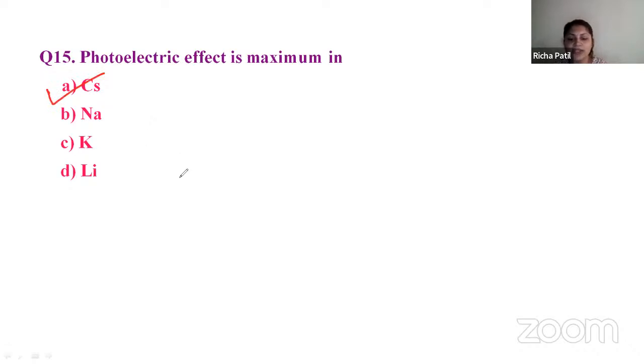Photoelectric effect is observed in cesium because emission of electrons is maximum, as the ionization enthalpy is less. Why will the ejection of electrons be more? Because as you go down the group to cesium, what will happen to ionization enthalpy? It will decrease. As a result, the effective nuclear charge felt will be less, so it can eject more electrons, when you have loosely held electrons. So photoelectric effect is maximum in cesium. So this is the right answer.